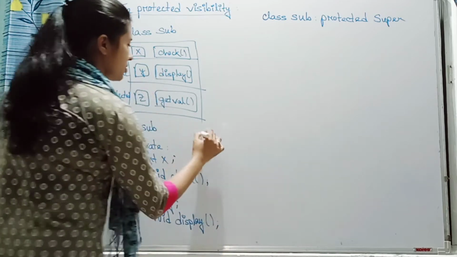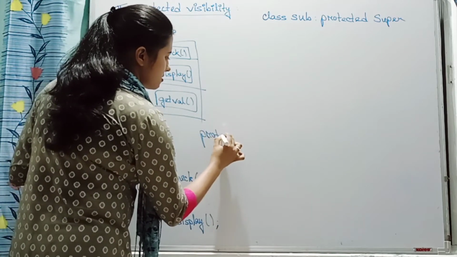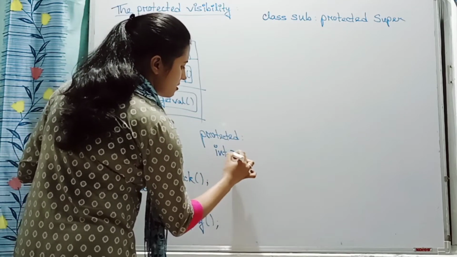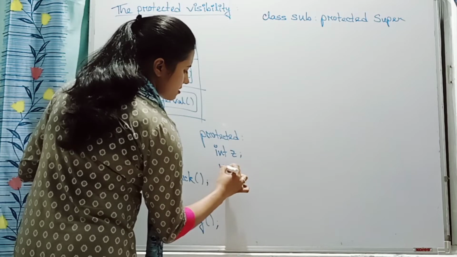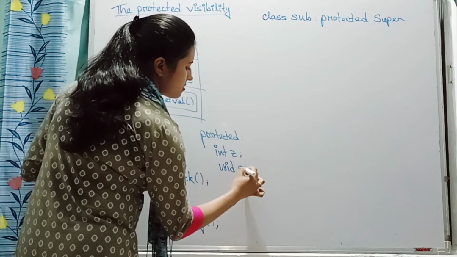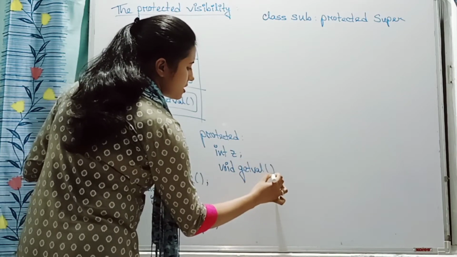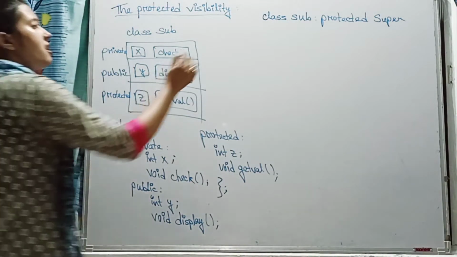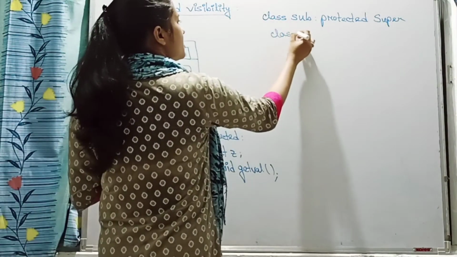And then under the protected section, data member function. Okay. So this is the definition of our class sub. Definition is over. Now we will define the class super.